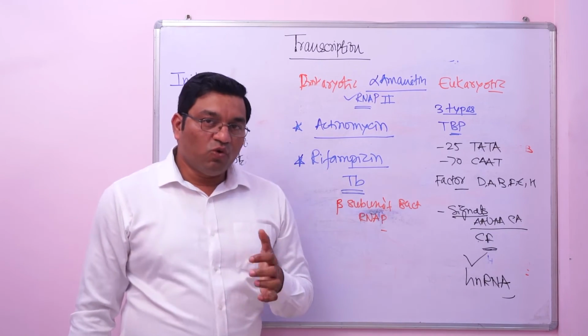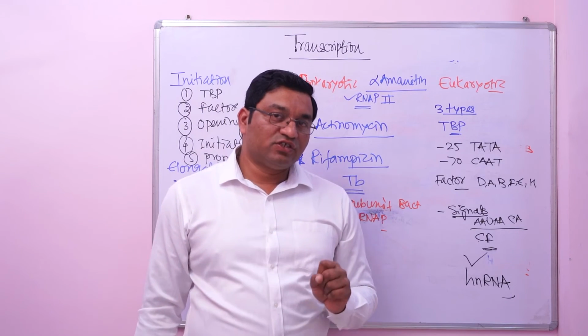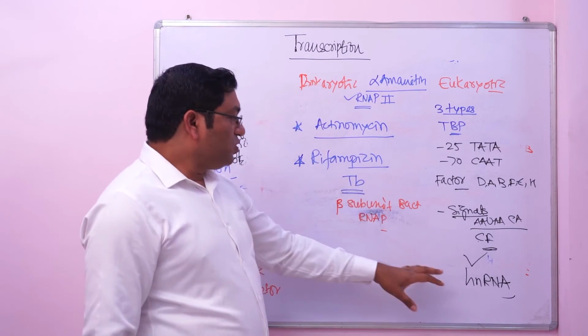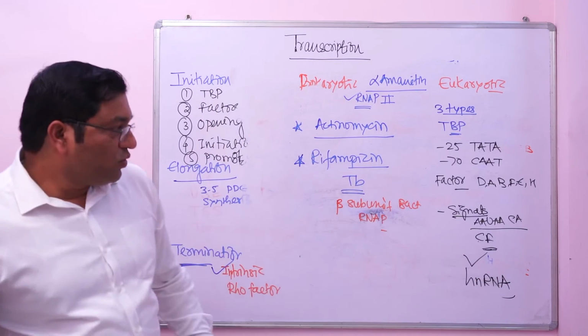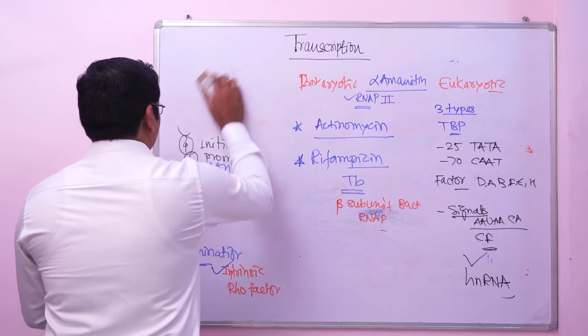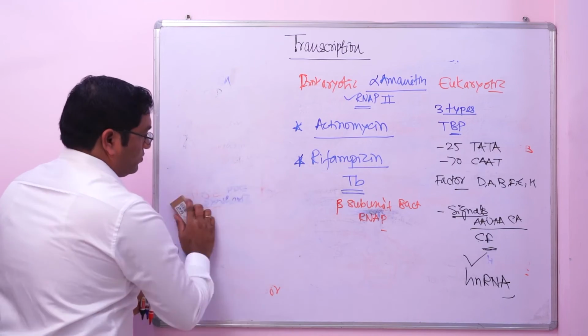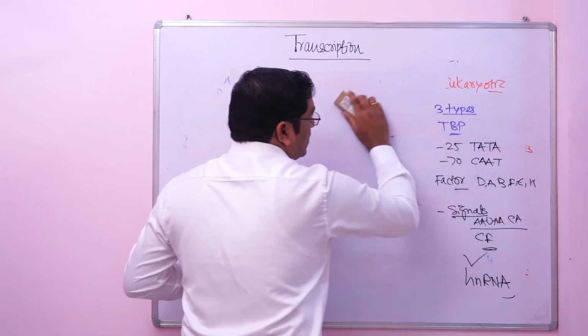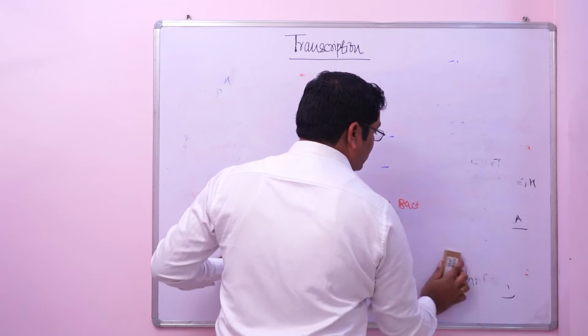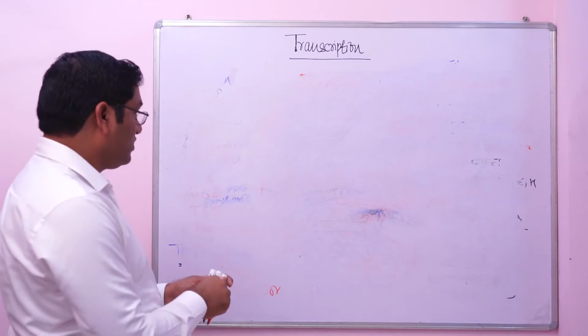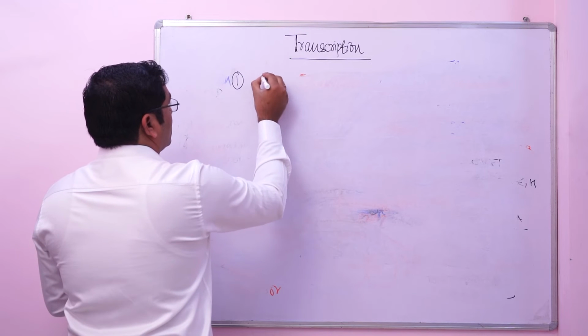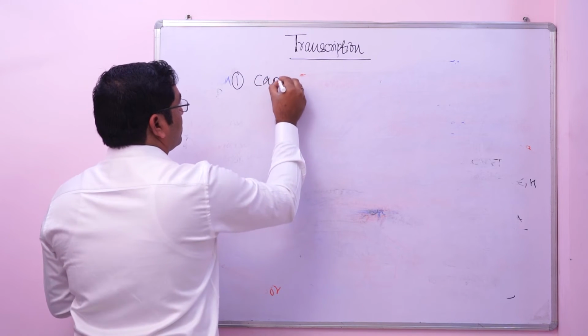Now we'll discuss the post-transcriptional modification in the heteronuclear RNA or primary transcript. Okay, so we'll just enumerate the post-transcriptional modifications in the RNA. The first one is the capping, 5' capping.